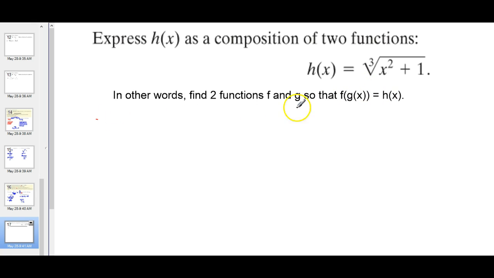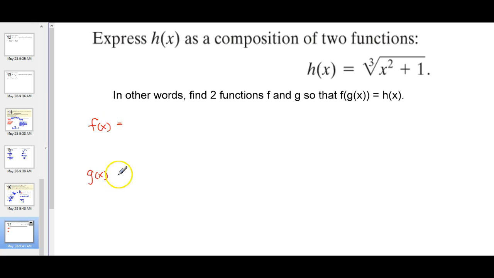So g of x is the inner function, f of x is the outer. So the way this is written, it looks like g has to be inside of f. Alright, we'll put g inside of f to get this function.